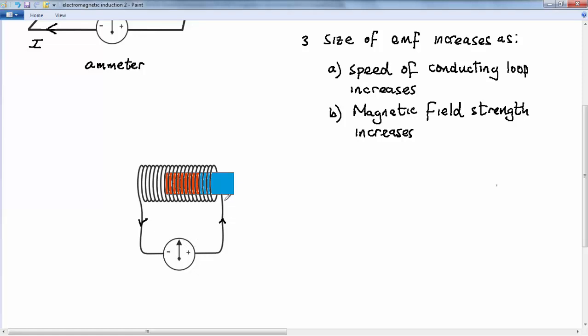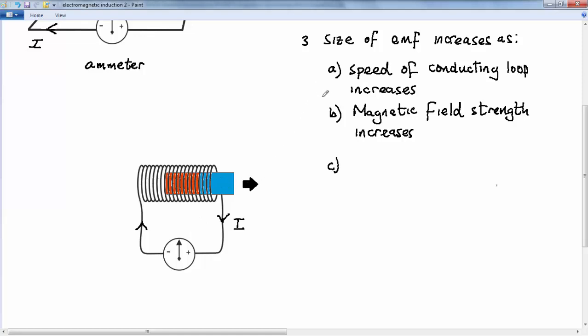And if I change the direction, if I move the magnet out of the solenoid or the solenoid away from the magnet, then the current will flow in the opposite direction again. So you don't really need to worry about working out which way the current will flow, but what you do need to know for your GCSE, IGCSE, is that if you change the direction of the magnet, then the direction of the current will change.